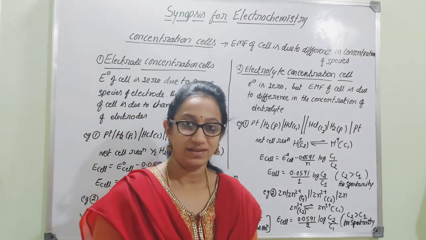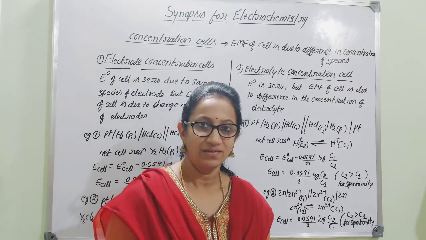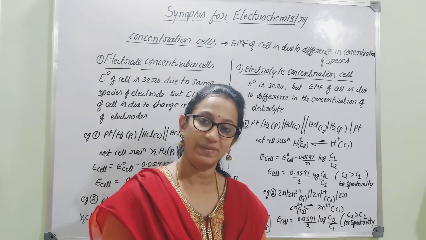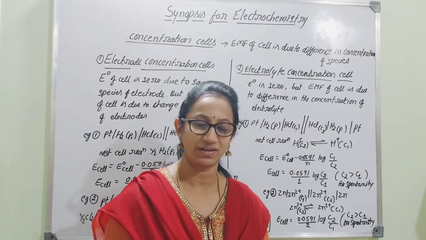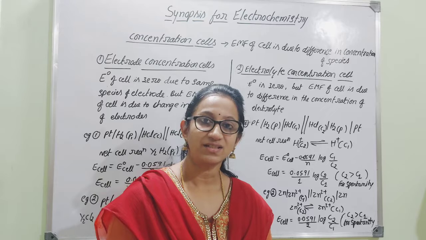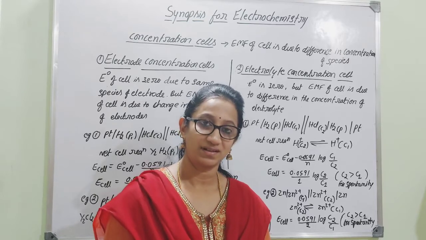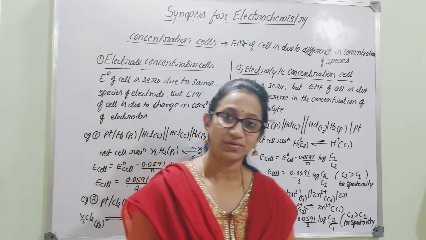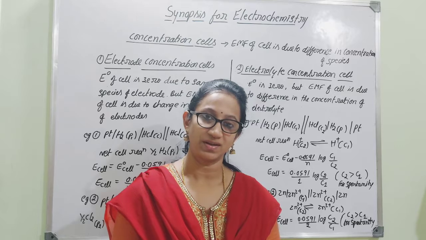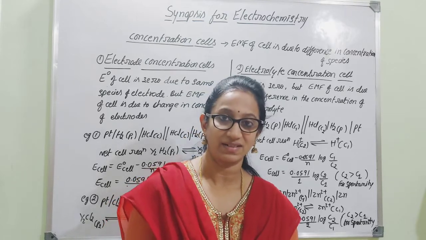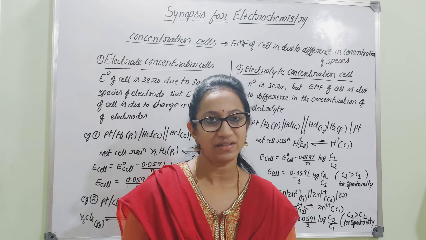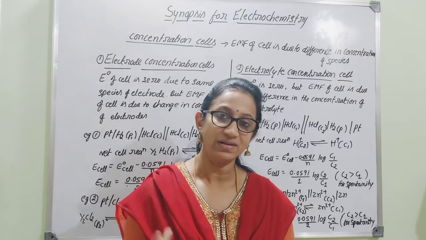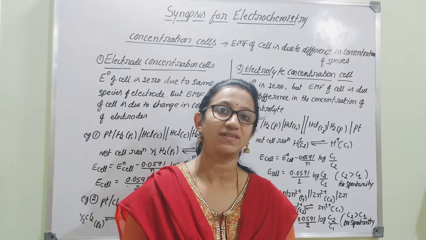Here, the EMF of any particular cell is due to the difference in the concentration of species, either electrode or electrolyte concentration. Such cells are considered concentration cells. In these cells, E naught is 0 because we are using the same type of electrodes, hence E RHS minus E LHS becomes exactly equal to 0. But even though E naught is 0, you still get an EMF value, due to the difference in the concentration of the species.